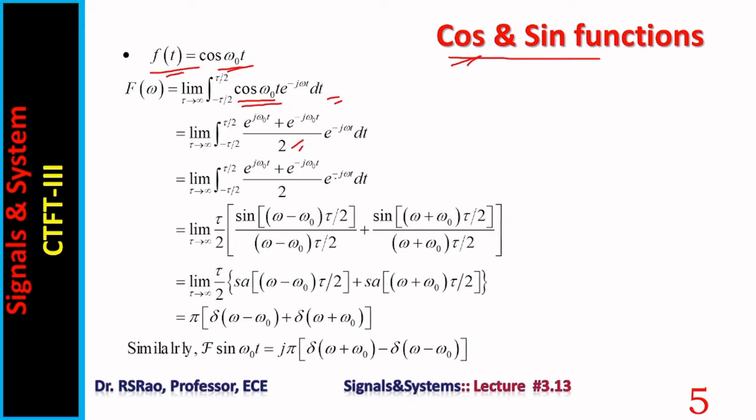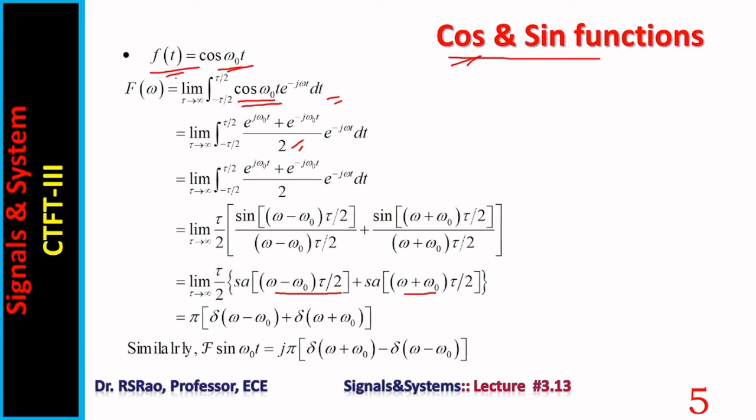e^(-jωt) can be taken inside, and a little bit of manipulation results in limit τ tends to infinity, (τ/2) sin((ω-ω₀)τ/2)/((ω-ω₀)τ/2) + sin((ω+ω₀)τ/2)/((ω+ω₀)τ/2), which is equal to limit τ tends to infinity, (τ/2) sample function((ω-ω₀)τ/2) + sample function((ω+ω₀)τ/2). It results in π multiplied by an impulse at ω₀, another impulse at -ω₀.